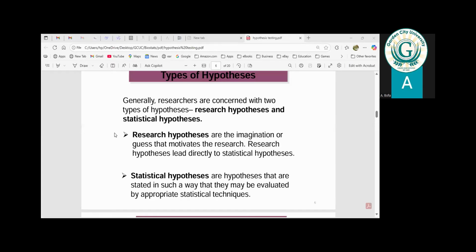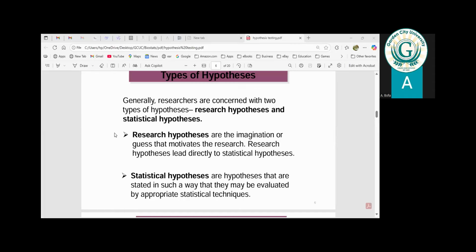Let's continue. So we have what we call the research hypothesis and the statistical hypothesis. When you say research hypothesis, the research hypothesis is what motivates you, the researcher, to go and conduct that research. Whatever motivates you to go in and do that research, it's what we term the research hypothesis.